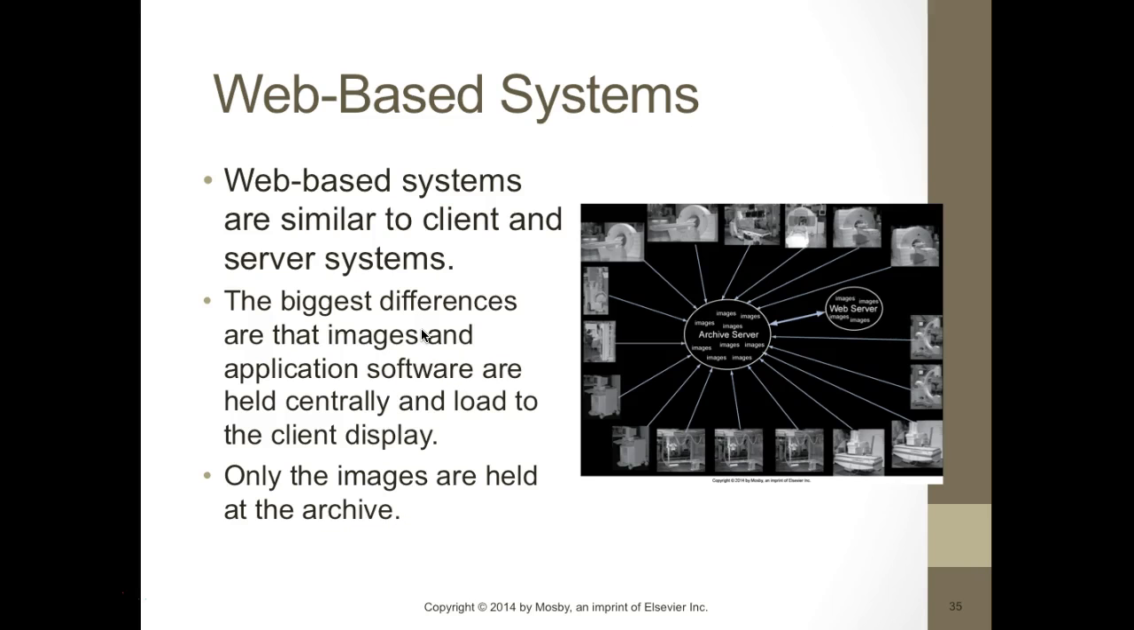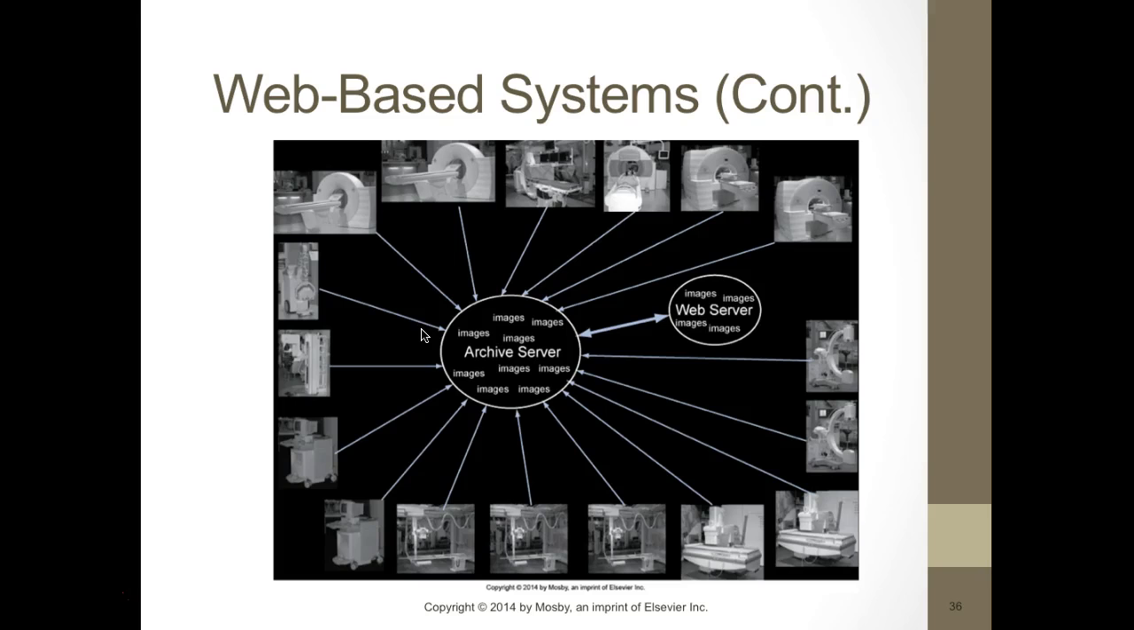So web-based systems. Web-based systems are similar to the client and server systems. The biggest difference is that the images and the application software are held centrally and loaded to the client display. Only the images are held at the archive. So the archive server handles it. So as you can see here, the archive server has it all coming in and sends it out to the web server as needed.